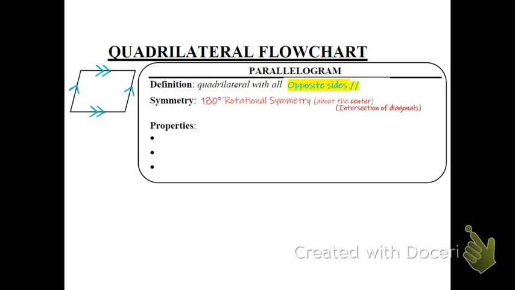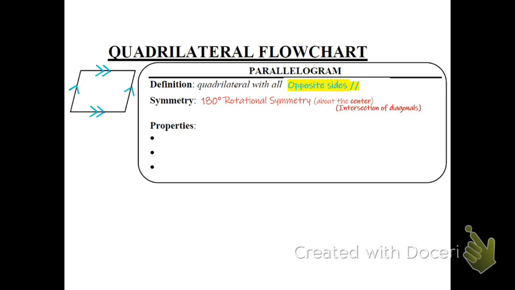For its symmetry, it's a 180-degree rotational symmetry, and it's about the center. The way you find the center of a parallelogram is it's the intersection of the diagonals. You draw on the 2 diagonals, and where they intersect, that's going to be the center for the rotational symmetry.